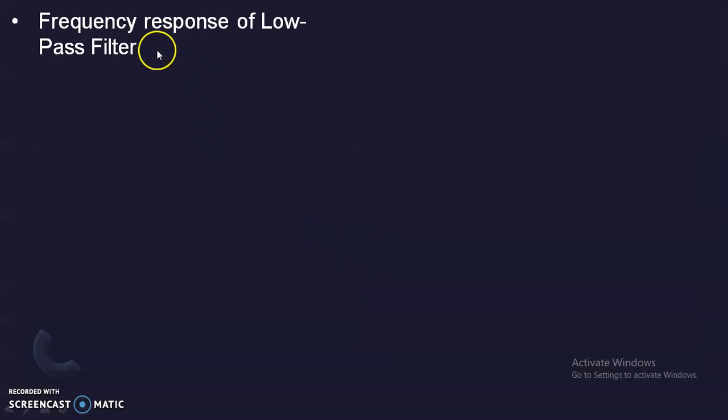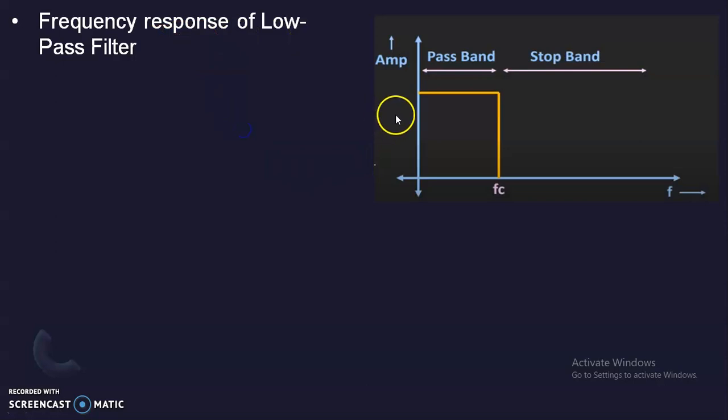Now coming to the frequency response of the low pass filter, the frequency response is like this. As I mentioned before, the amplitude here actually represents the transfer function which I showed before. So beyond the FC frequency, there is no output. In this region we call the stop band, and till the FC region there is some output, which we call the pass band region.